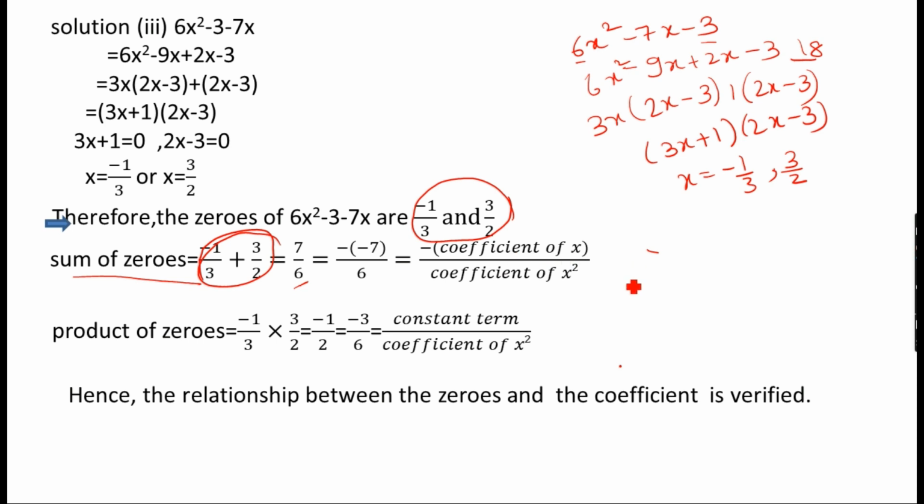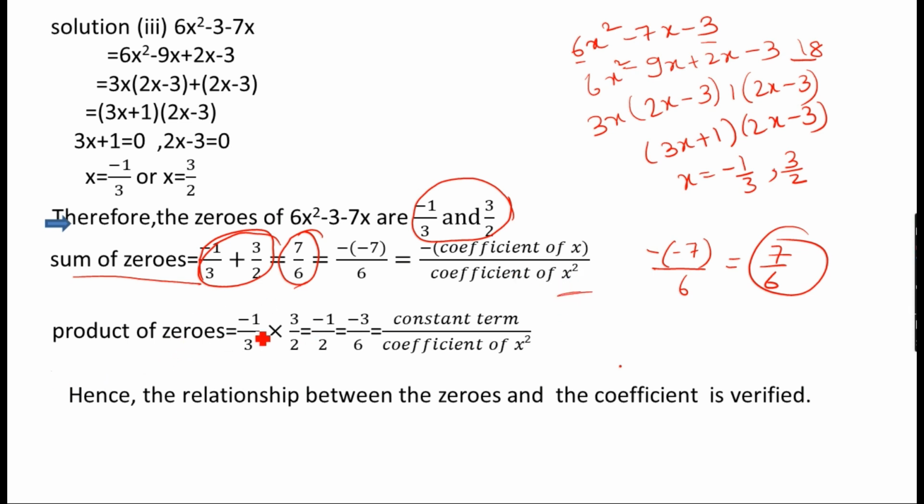the coefficient of x, which is minus 7, and the coefficient of x square is 6. Therefore, we get 7 by 6. This answer is equal to this term. Therefore, our relationship is verified that the sum of zeros is equal to minus b by a.